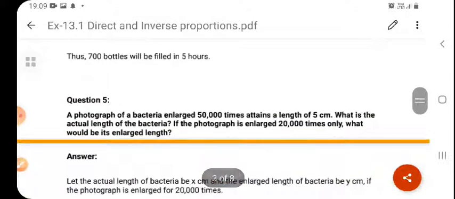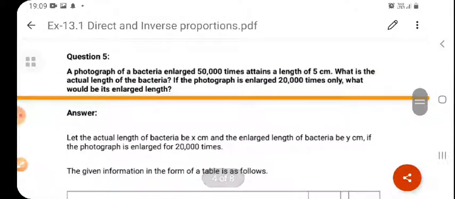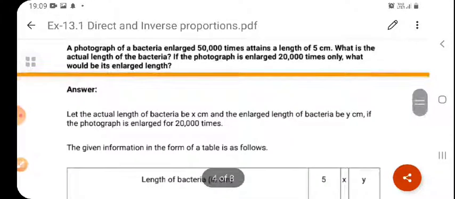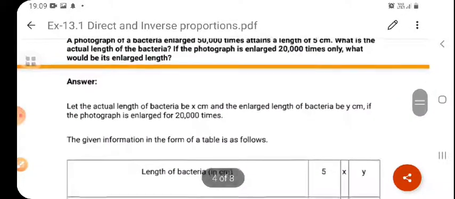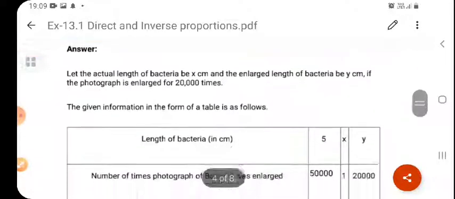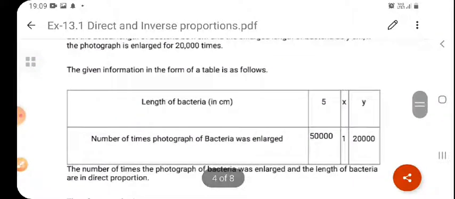Now, question number 5. A photograph of bacteria enlarged 50,000 times attains a length of 5 centimeter. What is the actual length of the bacteria? If the photograph is enlarged 20,000 times only, what is its enlarged length? Okay, so here we will assume the length of bacteria is 5 in case of 50,000 number of times, and x in case of 1, and y in case of 20,000.